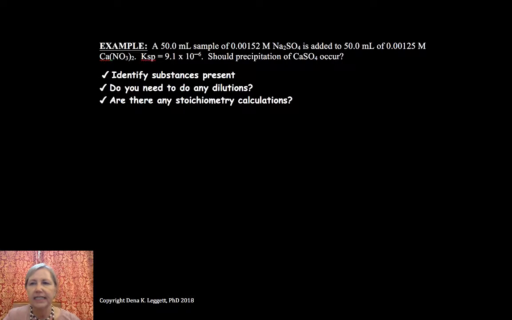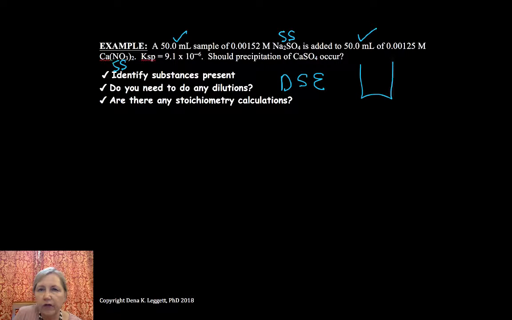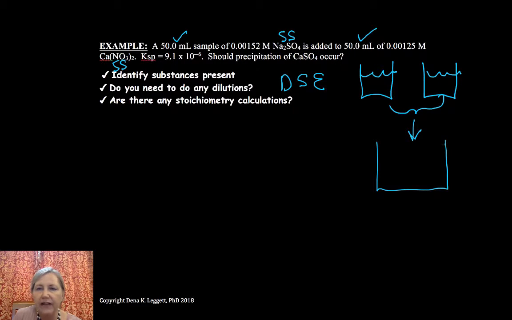All right, let's do another one of these. Hopefully you're starting to see where this DSE, this dilution, stoichiometry, equilibrium framework, is helping. So we have two soluble salts: this is a soluble salt, and calcium nitrate is a soluble salt. So we add a volume to a volume. We have a beaker of one, and we're going to add it to a beaker of the other to form one solution. So we have a dilution.